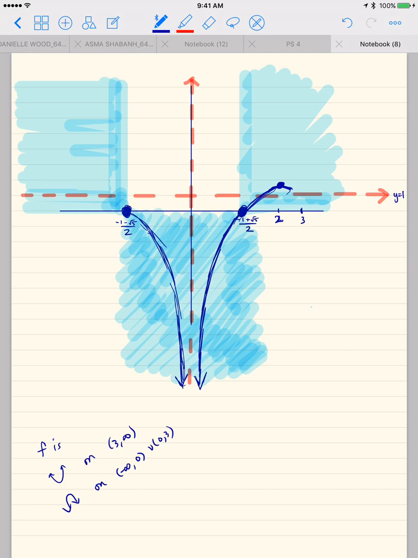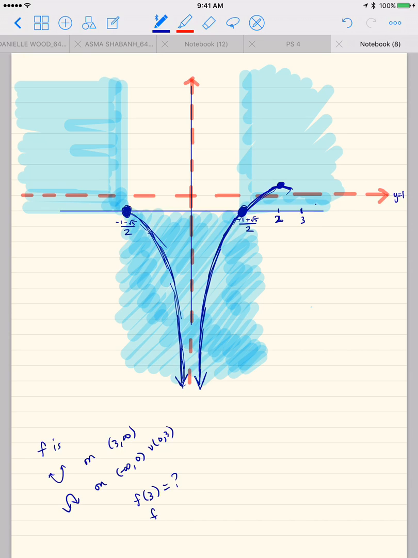Now, f of 3. So here's the issue. The issue is f of 3, is it up here? Is it above this asymptote? Or is it below the asymptote? Because that's going to determine how the function approaches y equals 1. Is it going to approach it from below? Or is it going to approach it from above? So I need to figure out what is f of 3.